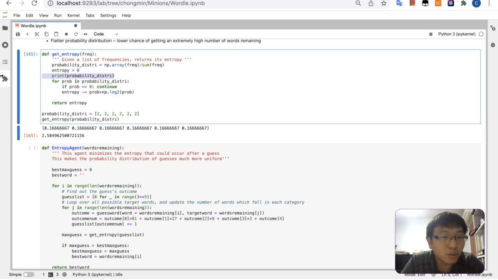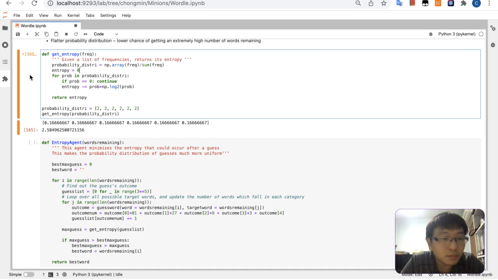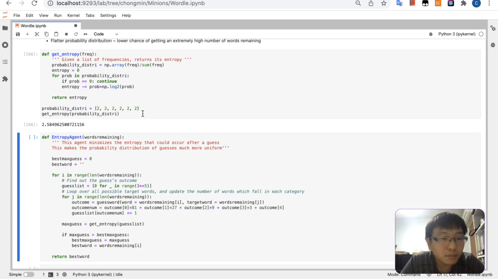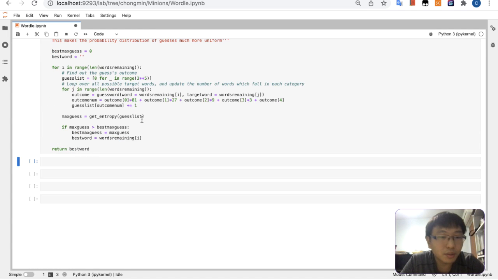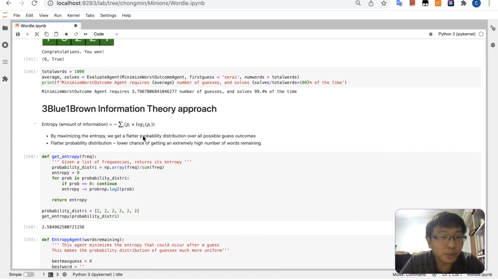Okay, so I don't want to print the probability distribution anymore. Yeah, this looks pretty good. I think I got the right formula. Okay, so this is the entropy agent.